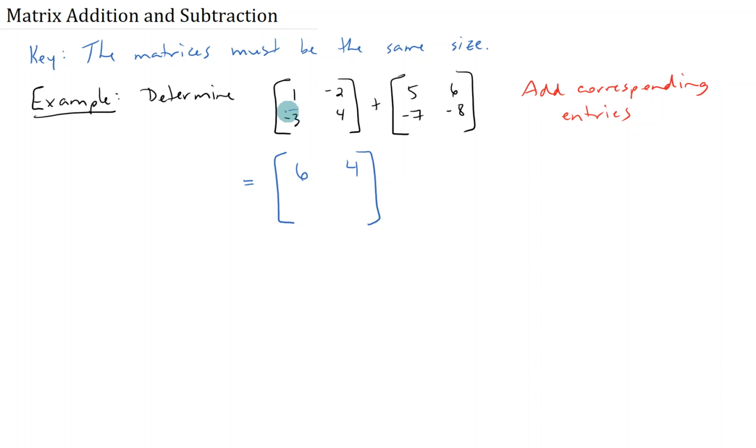And so on. Negative 3 plus negative 7 gives us negative 10. And 4 plus negative 8 gives us negative 4. And so the answer is another 2 by 2 matrix. So when you add two matrices of the same size, you get a new matrix of the same size. Let's see a couple more examples.